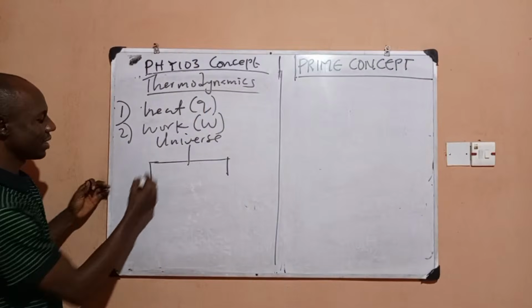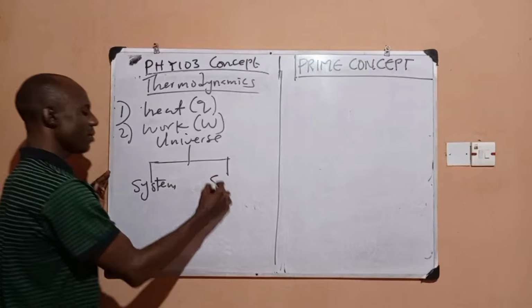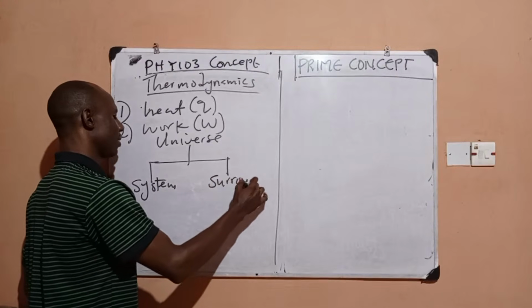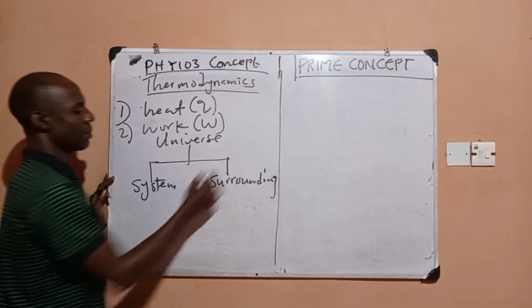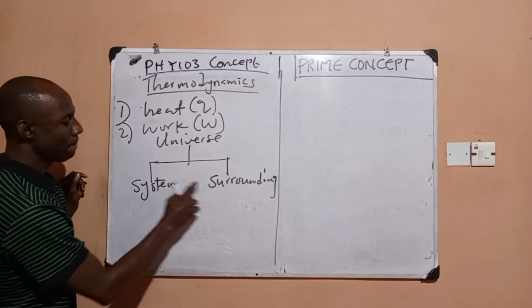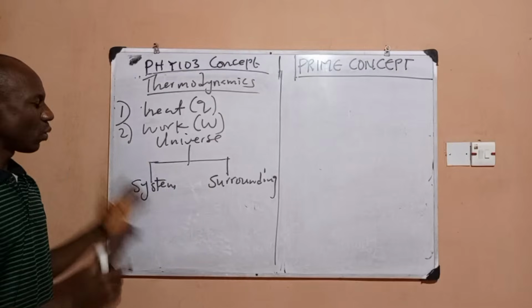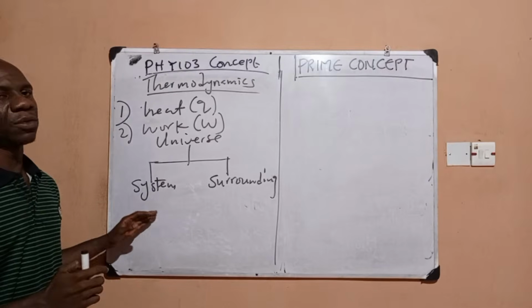So the universe is divided into two, which is system and what? Surrounding. System and what? So it means that system plus surrounding gives you what? Universe.